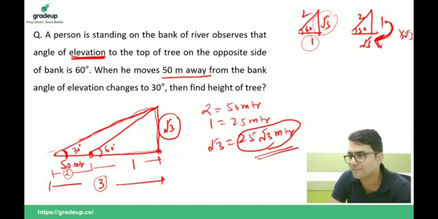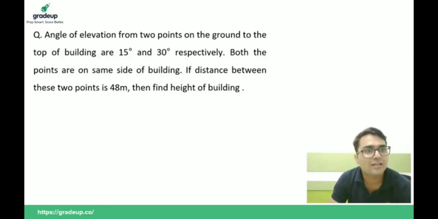Now, the next question is this. The question is, angles of elevation from 2 points on the ground to the top of a building are 15 degree and 30 degree respectively. Both the points are on the same side of the building. If the distance between these 2 points is 48, then find the height of the building.